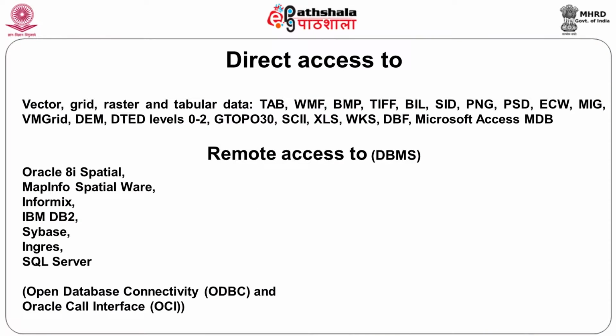You can see here access to data: it could be vector data, grid data, raster data, or any other tabular data. As I was just telling you, tabular data is nothing but your tables, different tables. Then various formats: the TAB format, WMF format, BMP or TIFF format. There is also band interleaved by line, that is your satellite data, and it could also be a shapefile. Anything can be brought; you should have access to all this data and bring it into a GIS environment.